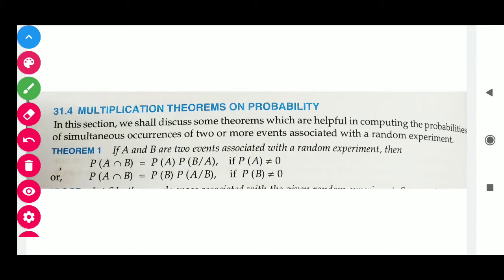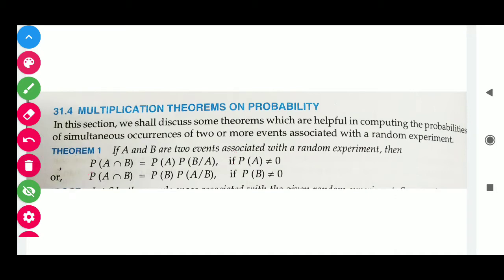So students, first we have result of theorem 1. If A and B are two events associated with a random experiment, then the probability of A intersection B is equal to probability of A into probability of B over A. Students, we use this concept only when the events are dependent. When the question is about without replacement, in that case we use this type of result.